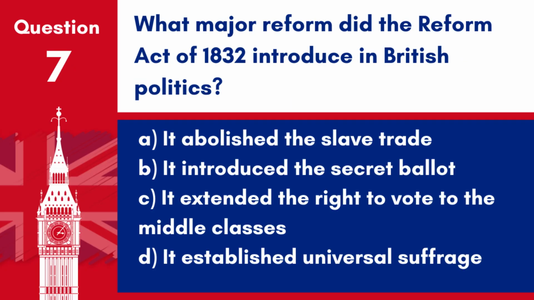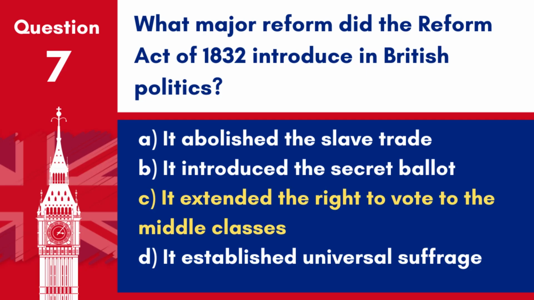Question 7. What major reform did the Reform Act of 1832 introduce in British politics? A. It abolished the slave trade. B. It introduced the secret ballot. C. It extended the right to vote to the middle classes. D. It established universal suffrage.